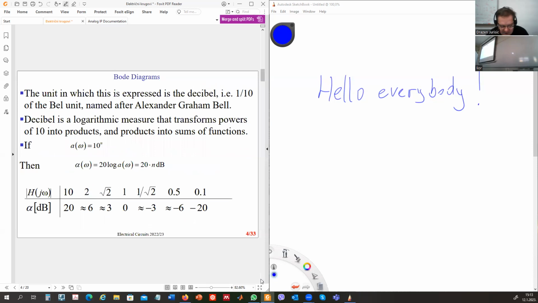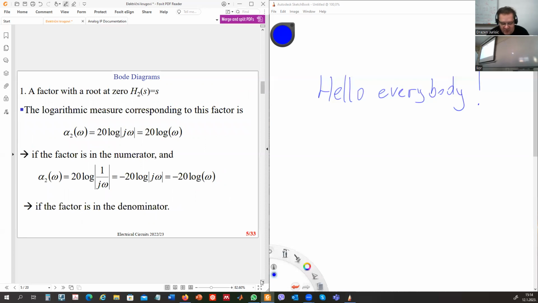Okay. So the unit is decibel, and this equation here is very important because if you have 10 to the power of n, then the value in decibels is 20 times n. So this is good to remember. And here below in this table are some characteristic values because we will use them all the time. For example, 1 over square root of 2 is minus 3 dB, 10 is 20 dB, and so on. So you know the values.